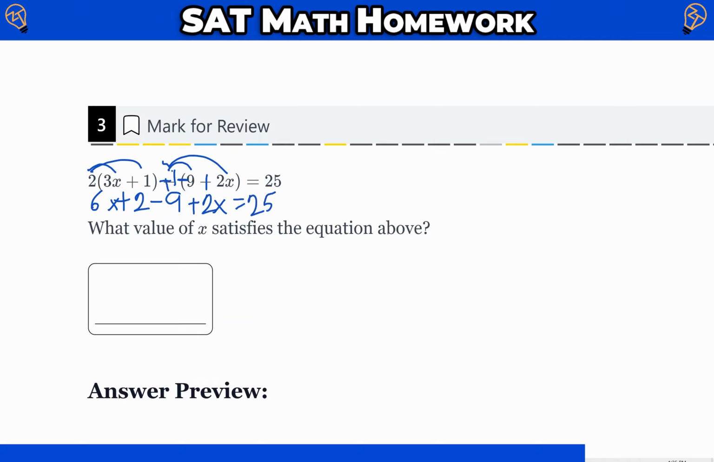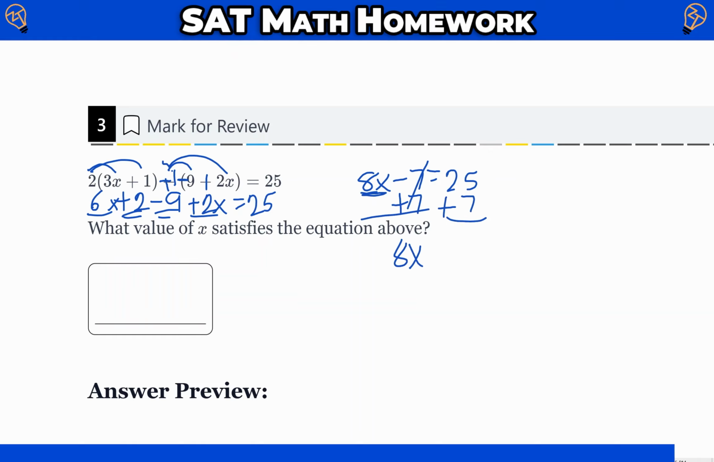And then we'll go ahead and combine like terms. So we get 8x minus 7 is equal to 25. We will get x's on one side, which they already are, and then the constants to the right side by just adding the 7 over. And we get 8x equals 32. Divide both sides by 8, and again, we get the answer is 4.